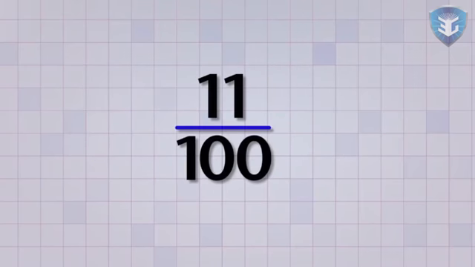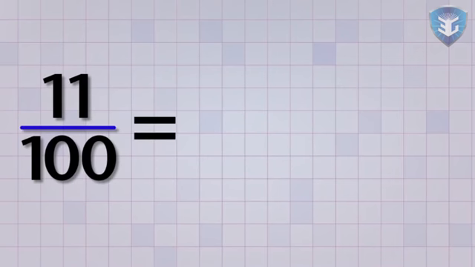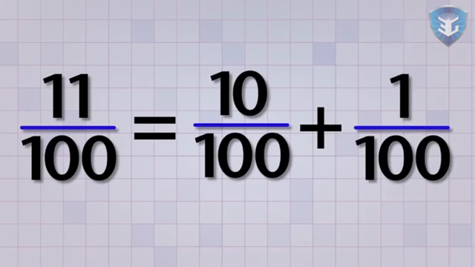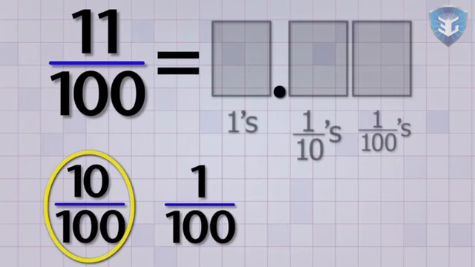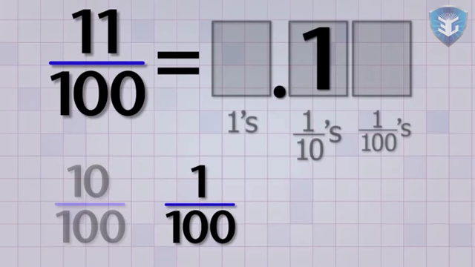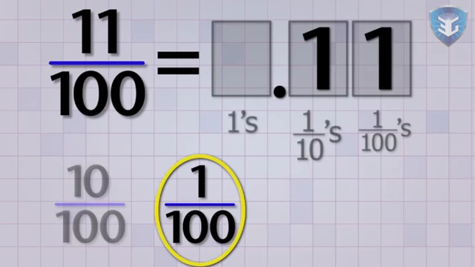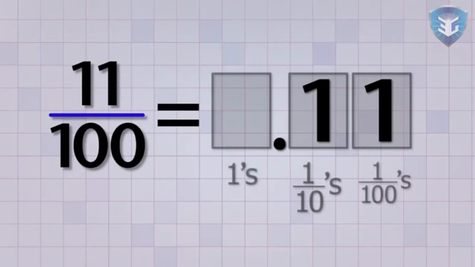Now the next fraction after 10 over 100 is 11 over 100. If you think about it, you'll see that 11 hundredths is really just a combination of 10 hundredths and 1 hundredth. Knowing that will help us write it as a decimal. Because a group of 10 hundredths is equal to 1/10, we put a 1 in the tenths place. And we still have that 1 hundredth left over, so we put a 1 in the hundredths place. There, 11 over 100 is just 0.11 as a decimal.